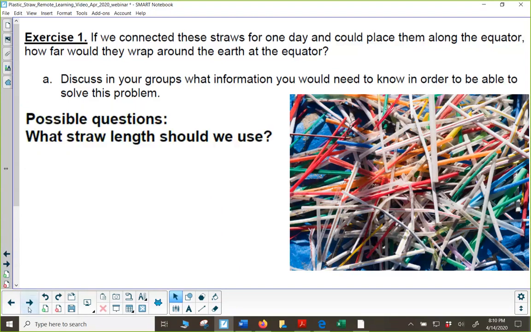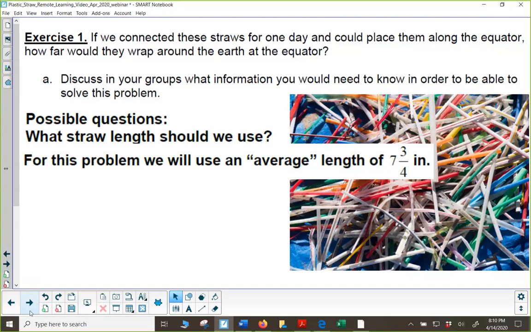okay? So one question would be, what straw length should we use? Because straws are of all different lengths. You see the little ones in bars, little stirrers, and then you've got the huge big ones in milkshakes and so on. So after doing some research, I came up with an average length of 7 3/4 inches. It could have been 8, but I thought for a math problem, 7 3/4 was better for our students, so I made it 7 3/4. And again, these are numbers I'm just using to make the problem interesting. Okay.